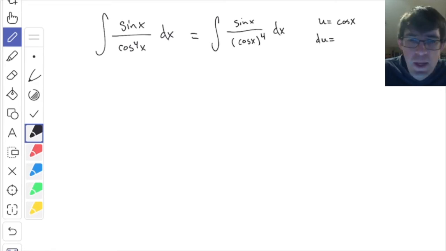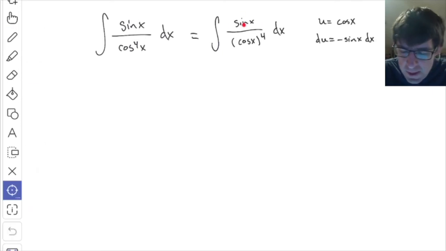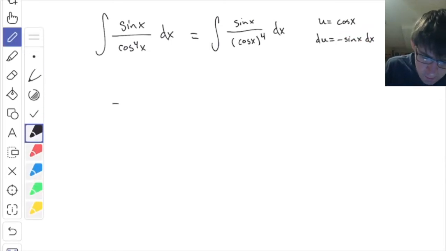What's a du going to be in that case? Anybody know how to keep it straight? It's negative sine. Negative sine of x. Yeah, the derivative of cosine is negative sine x. dx, of course, always goes as part of the du. All right. Now maybe you should feel a little bit better about the sine x. Actually, now you can see the sine x is going to end up being part of the du, so it'll be great. Let's try to plug stuff in then.